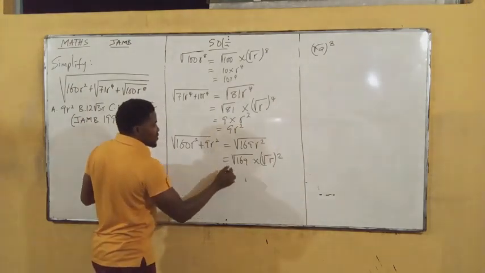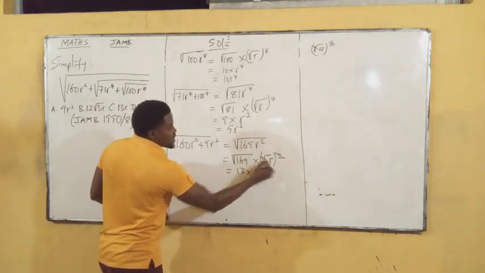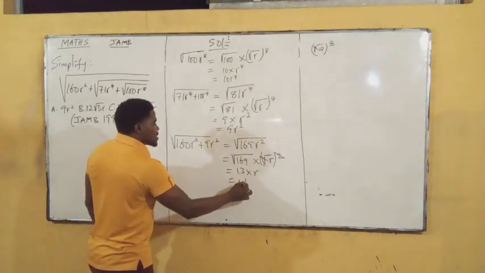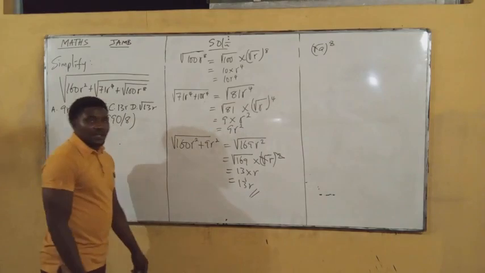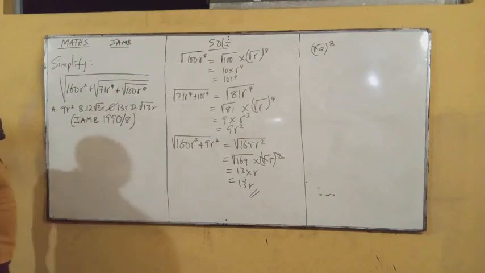Then what do I have here? The square root of 169 is 13, times the square root of r squared. The square will simply cancel the square root. What do I have left? r. Then 13 times r gives me 13r, which is the answer. So we go to the options, and that is option C, 13r.